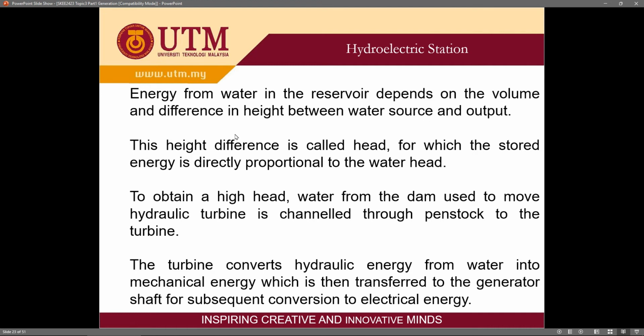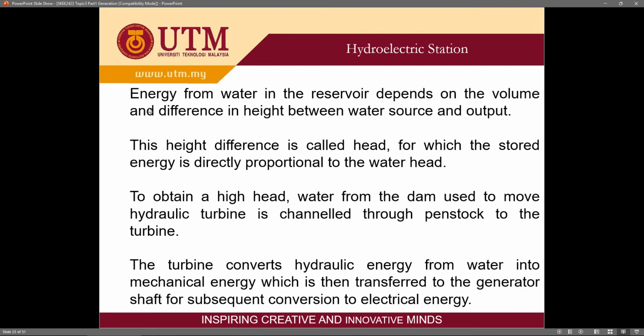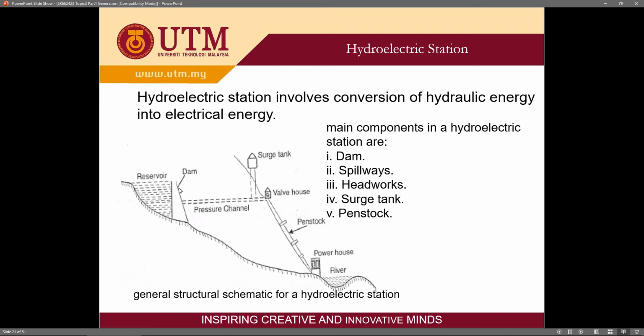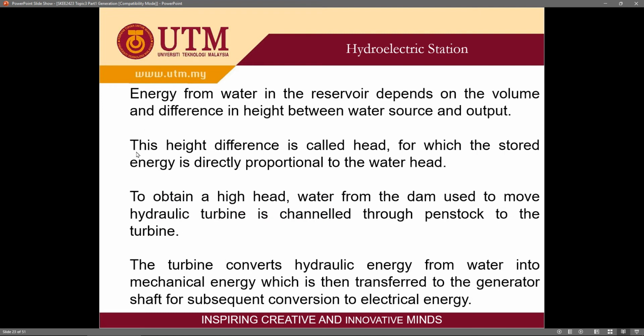So the hydraulic energy basically comes from the water, depending on the volume and height between the source and the output. This is the source and this is the output. The height difference is called head. You need to know what head is. It is basically the height difference between the water source and the output.